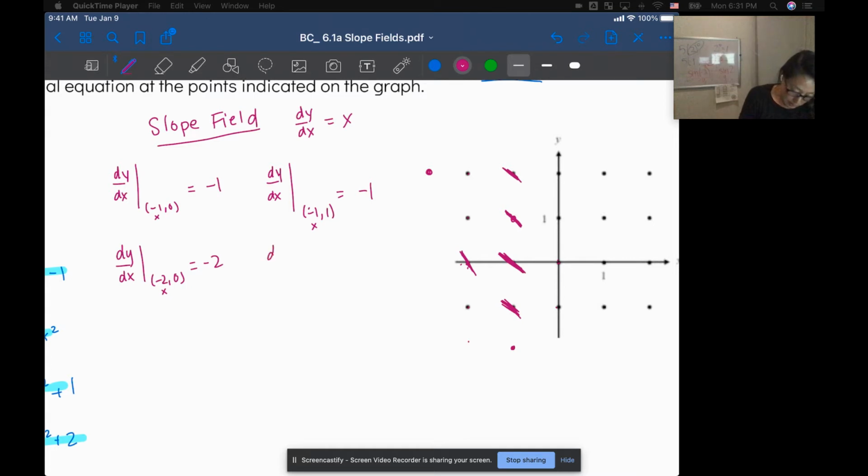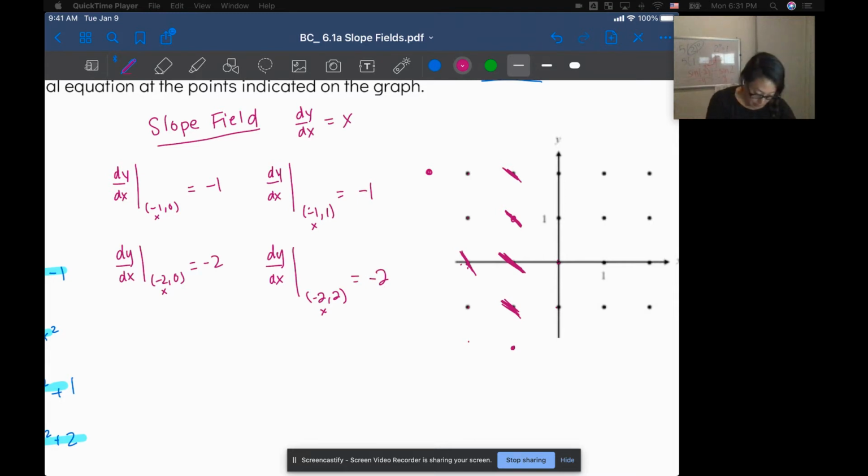Next, I'm going to do another value, but again, just like our last set of points, let's go to (-2, 2). At (-2, 2), because the x value is -2, the slope is going to be -2.